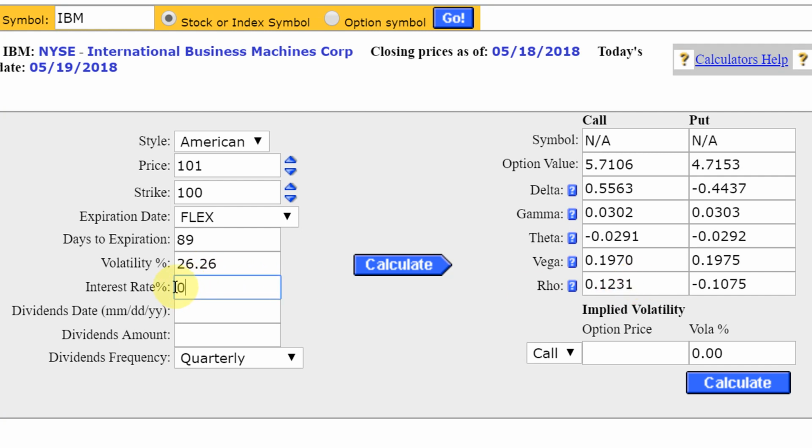So let's come over here and make interest rates, let's say 2%. I'm going to change this back to 100. And so the first thing we see is that the increase in an interest rate increased my call option from 5 to about 5.44, and it decreased my put option. So you might think, well, interest rates have a very powerful effect.